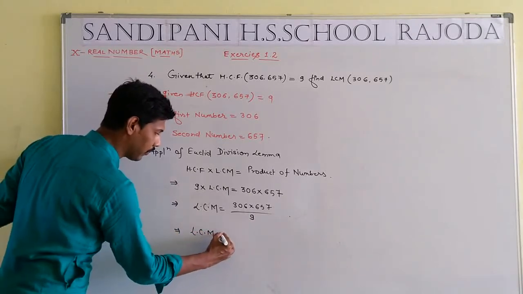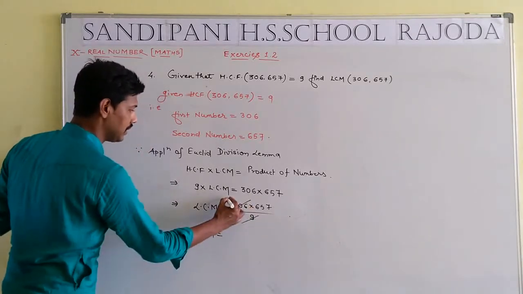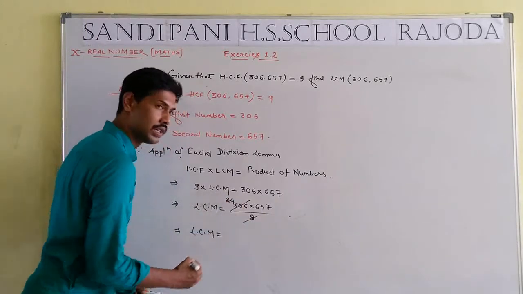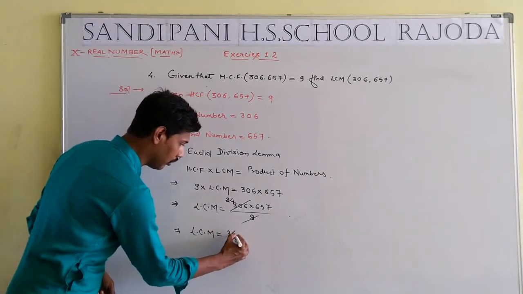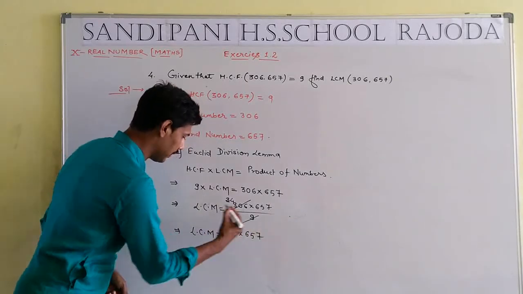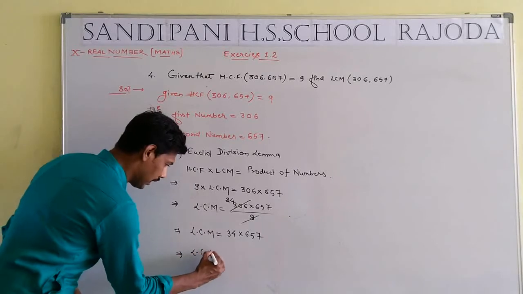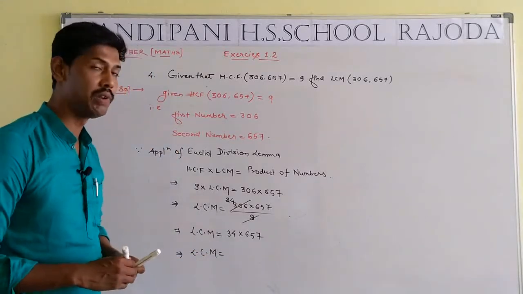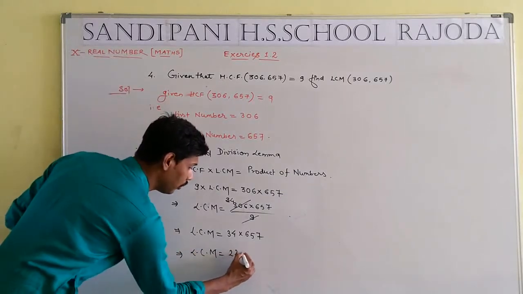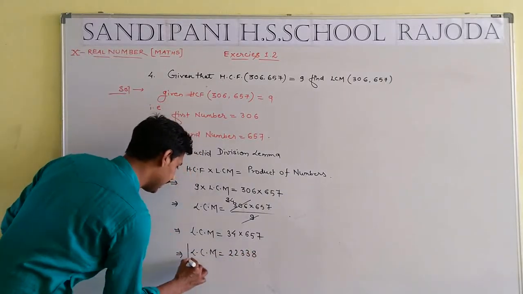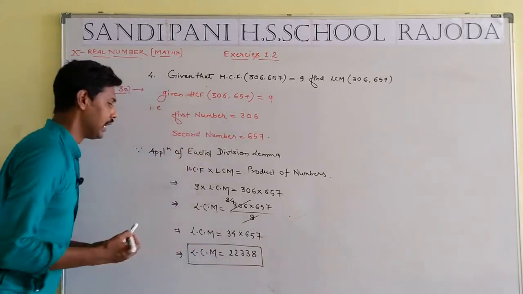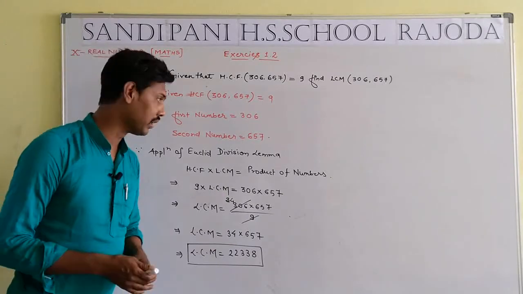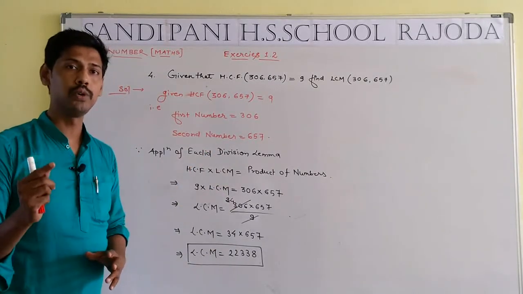LCM will be equal to 306 divided by 9, that is 34, into 657. Okay students, the simple multiplication of 34 and 657 will be equal to 22338. I already did it in rough, so LCM is equal to 22338. Students, I hope you understand both questions, question number 1, 2, 3 and 4.